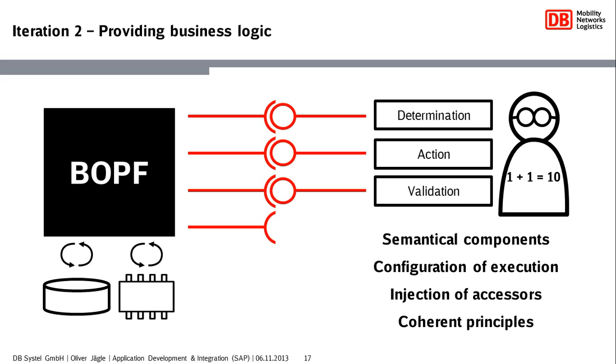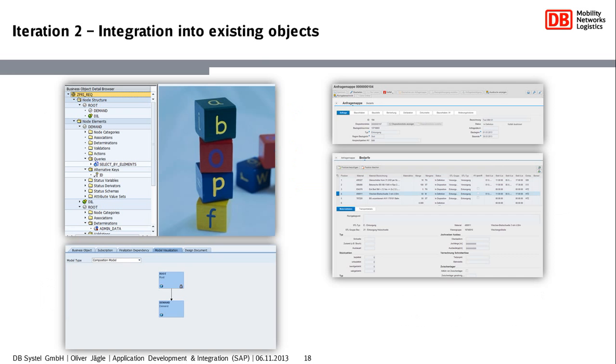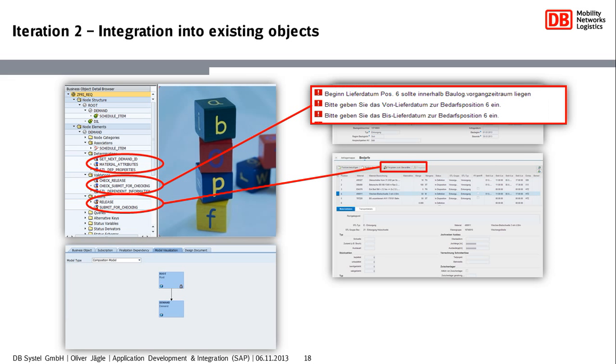Okay, so these were the techie slides. I hope you got over that a bit. Let's see how that integrates into the deliverables we had after iteration 1. So this is the state we had left after iteration 1, and now we have added business logic. You can see here on the left-hand side, we had added some logic in the modeling environment. We have added some determinations, validations, and actions, which implement parts of our business logic.